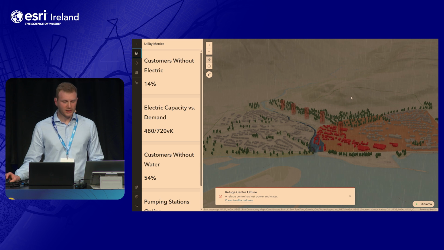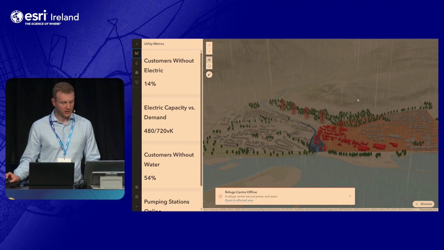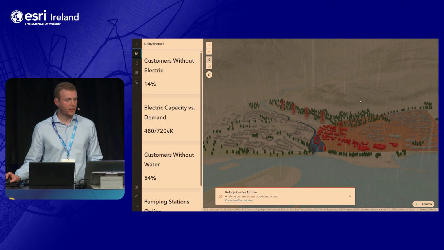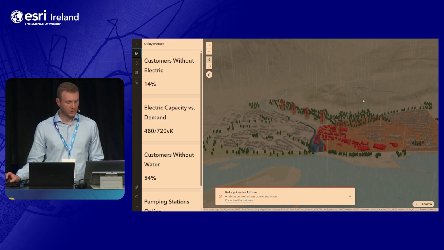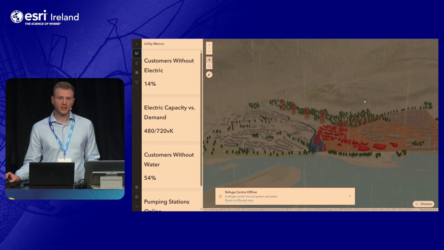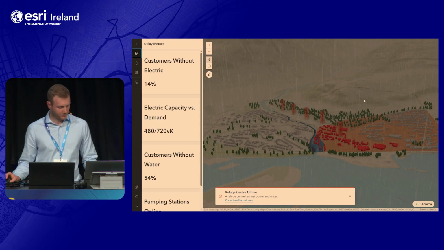So in the first half of this demo, we have used our real-time data to provide invaluable insights when monitoring the complex impact of a crisis. Now let's see how the same digital twin can be used as a decision support tool to try and fix the havoc caused by the storm.